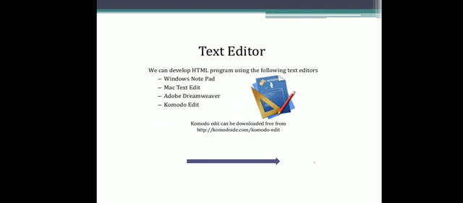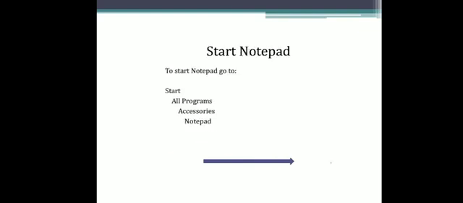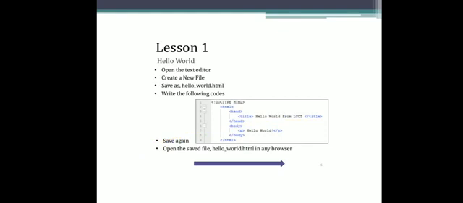Suppose if you want to create a web page, then we have to use different types of text editors. Some of the text editors are shown here. We'll see using a text editor called Notepad. If you want to start Notepad, the steps are: first click the start button, then select all programs, then accessories, then Notepad. So the Notepad page will be opened here.